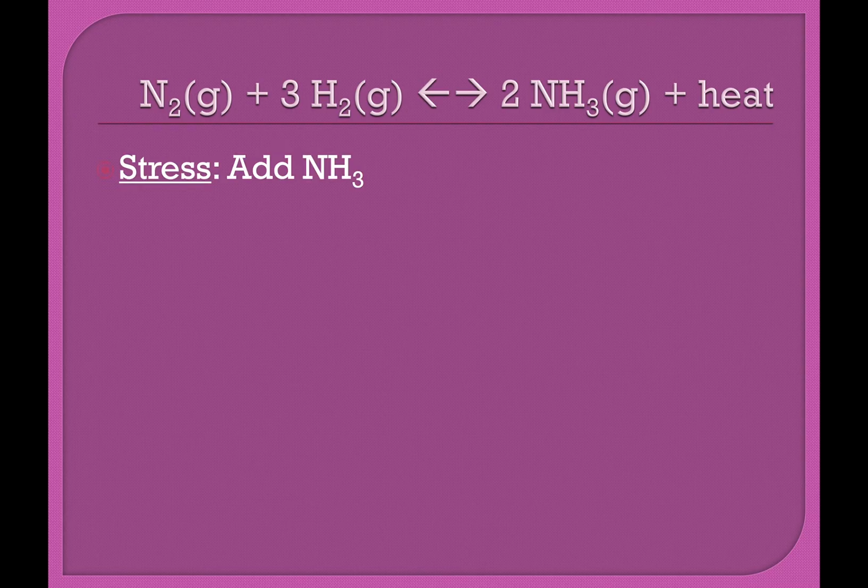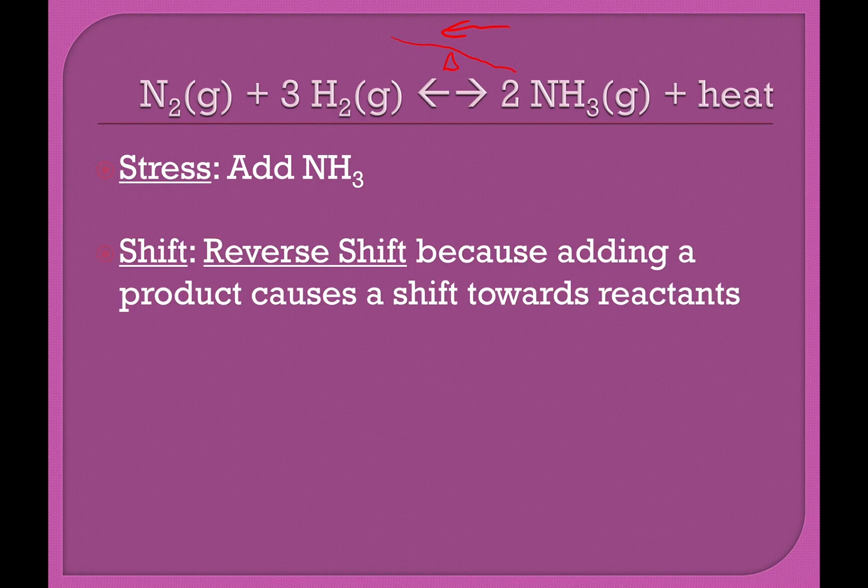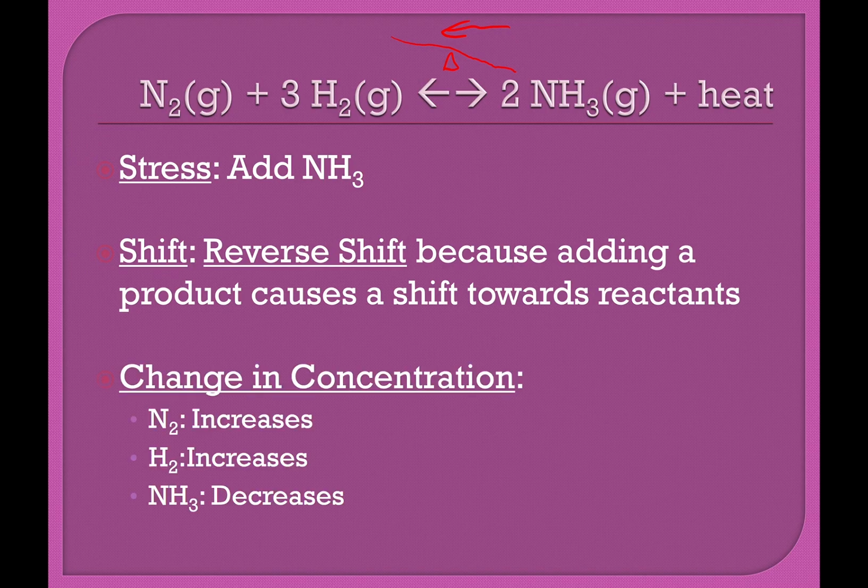Adding NH3. And I'm going to look at the product side. Adding NH3 will cause our seesaw to get heavy on the right-hand side. If we're heavy on the right, we need to shift away from that towards the left. So this is a reverse or left shift. Adding a product causes a shift away from the stress towards reactants. Left shift will use up NH3 and cause this to decrease and cause the concentrations of nitrogen and hydrogen to increase. So these shifts are telling us which reaction is occurring faster, the forward or reverse reaction.